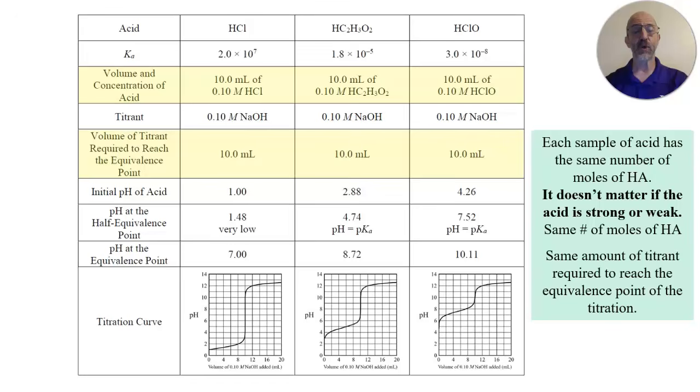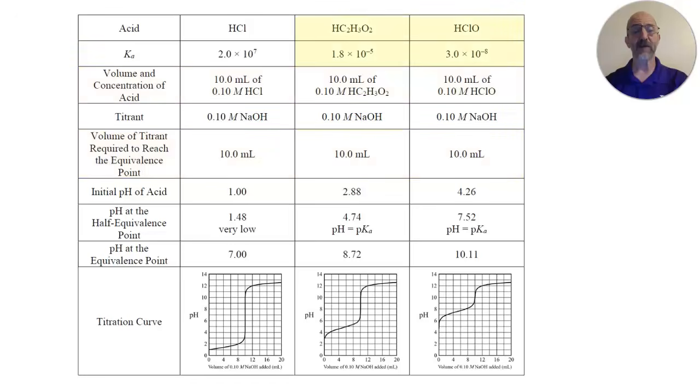Now look at those 2 weak acids. One of them has a Ka value of 1.8 times 10 to the negative 5. The other has a Ka value of 3 times 10 to the negative 8. So which one of these acids is the weaker acid? Well, the weaker acid is the one that has the smaller Ka value. So HClO, or hypochlorous acid, is a weaker acid than the acetic acid because it has a smaller Ka.